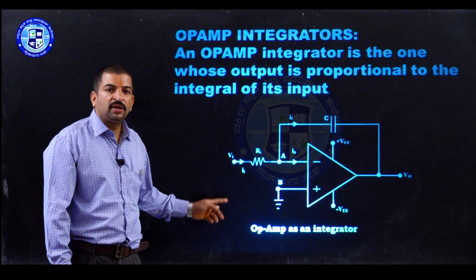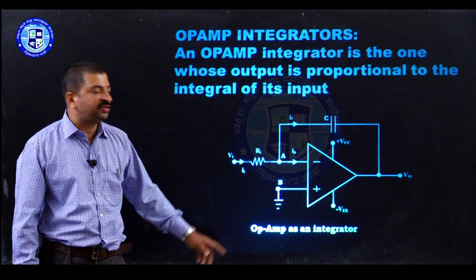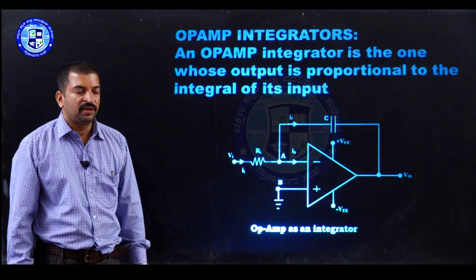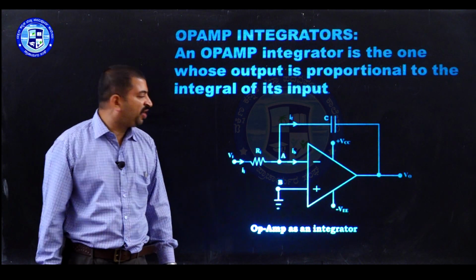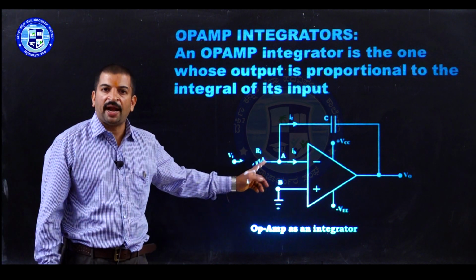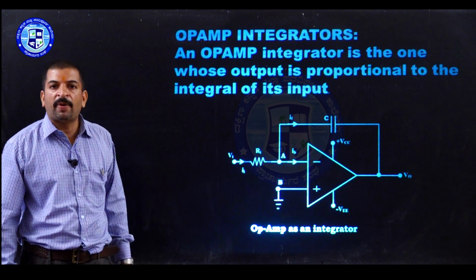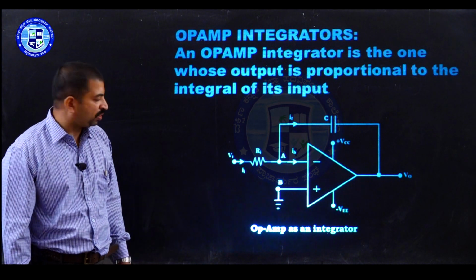Here in this circuit, input signal Vin is applied to the inverting terminal of the op-amp through the resistor Ri, and C is the feedback capacitor which is connected between the inverting terminal and output terminal of the op-amp. The non-inverting input terminal of the op-amp is connected to the ground.